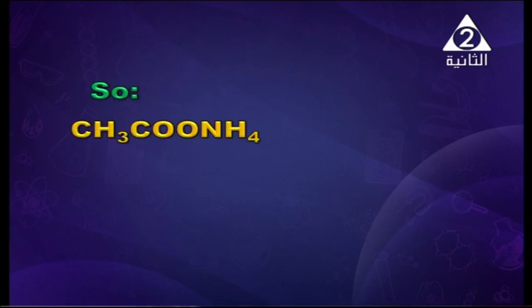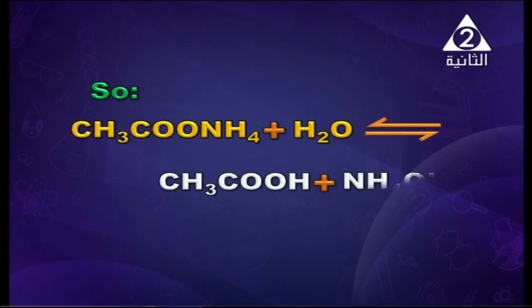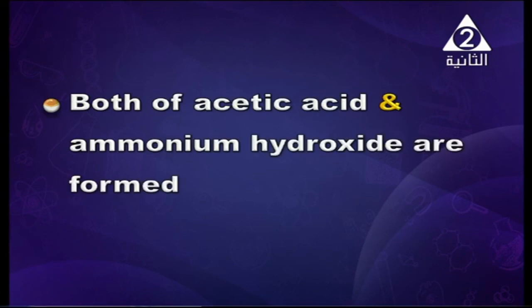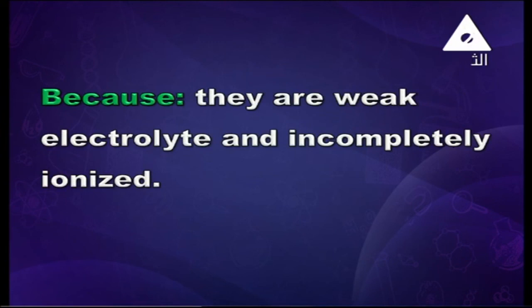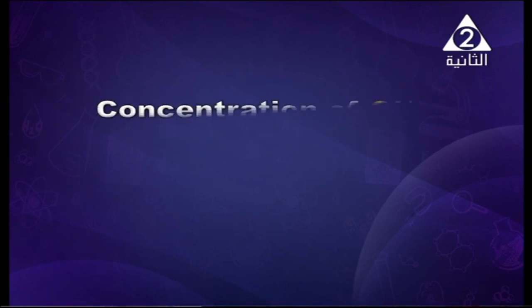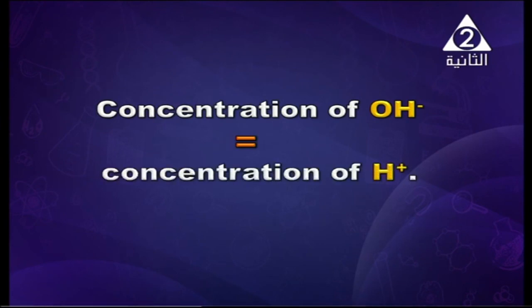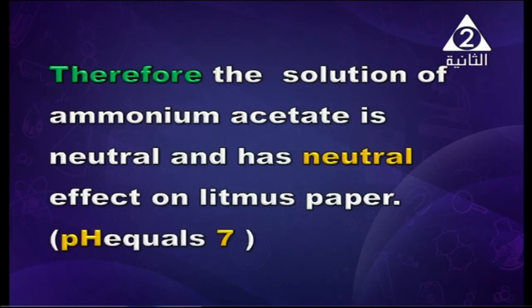So, the ammonium acetate that dissolves in water gives acetic acid and ammonium hydroxide, as both of them are formed, which are weak electrolytes and incompletely ionized. So, the concentration of hydroxide ion equals the concentration of hydrogen ion. Therefore, the solution is neutral and has a neutral effect on litmus paper, so pH equals 7.